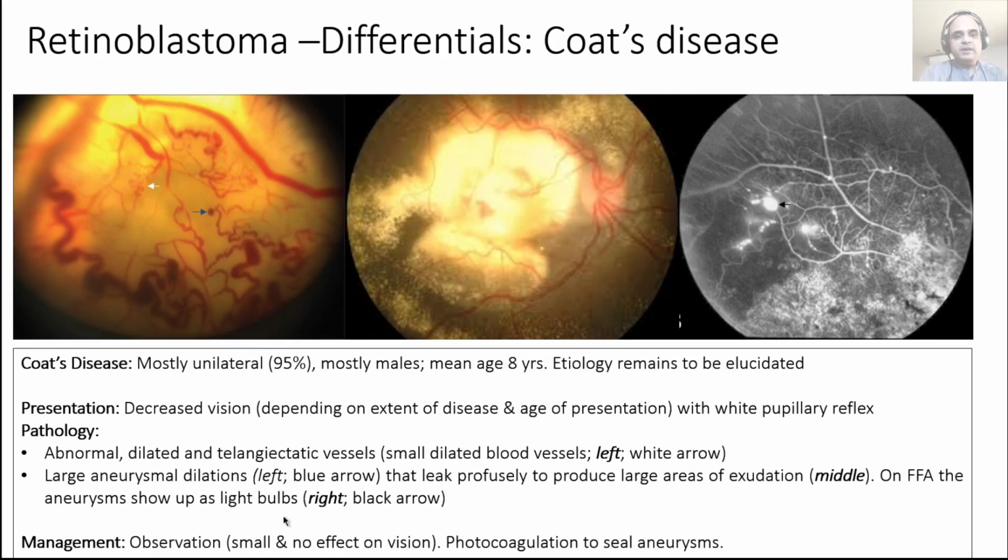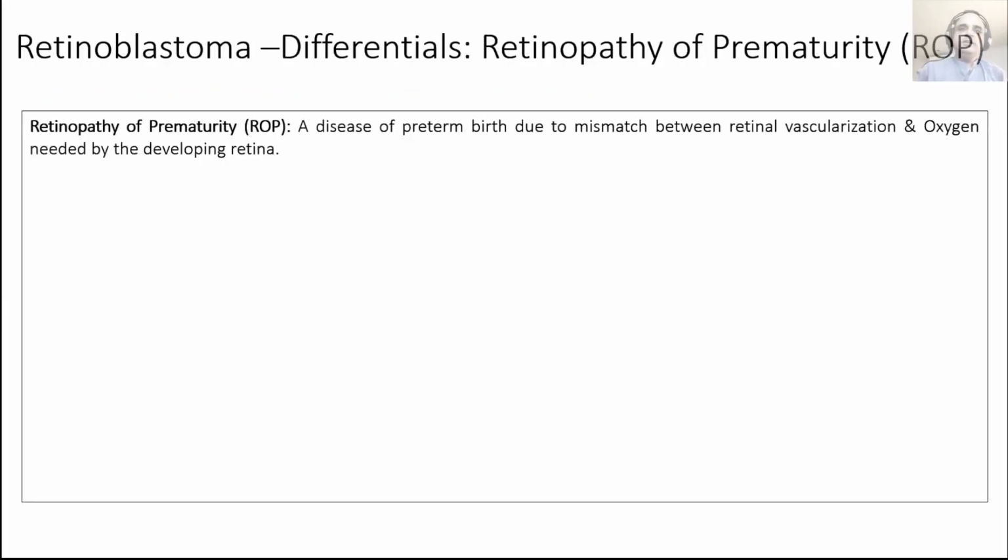If it is a very localized disease, just telangiectatic vessels without much leakage, not affecting vision, it's usually observation. But if there are larger macroaneurysms which leak, then you obviously need to do some form of photocoagulation to seal these before they cause some form of loss of vision. Moving on to the next differential of leukocoria, retinopathy of prematurity.